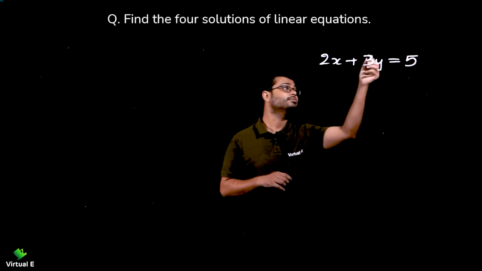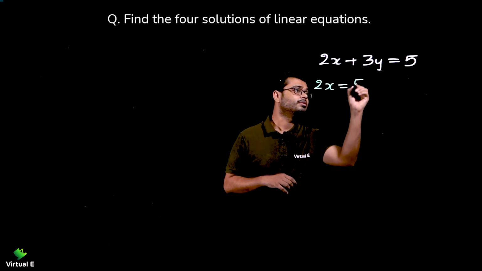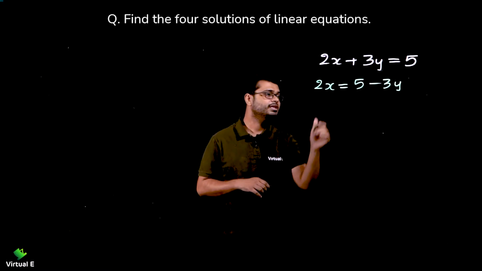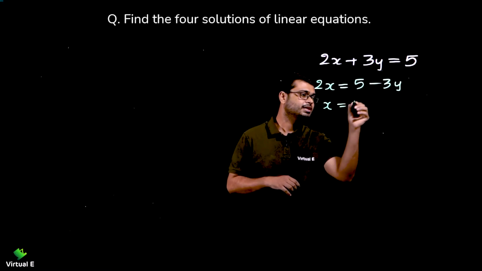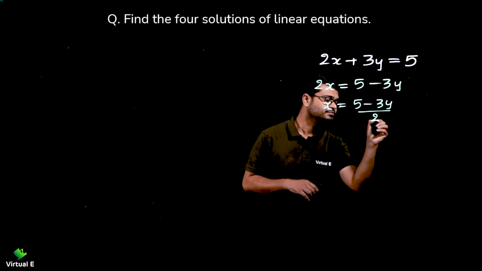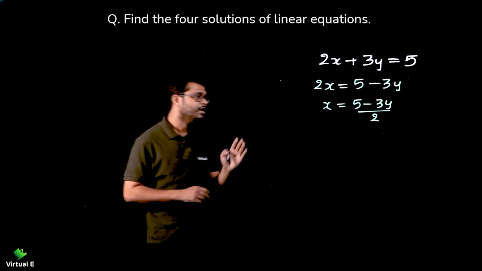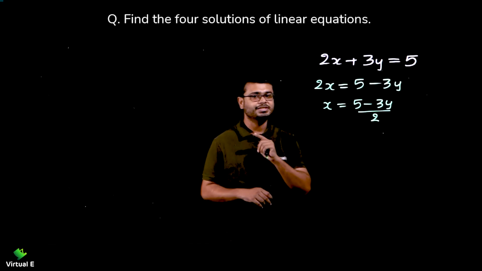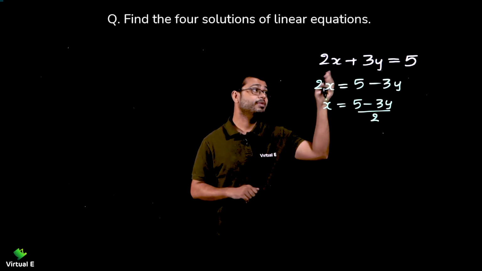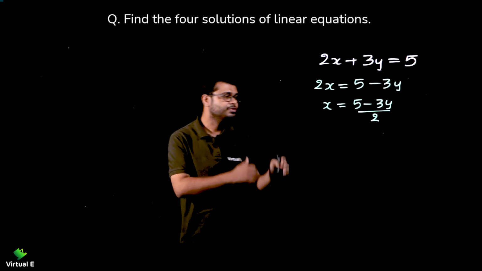So what we need to do is shift 3y there. So 2x is equal to 5 minus 3y, and this 2 will be in the denominator. So x is equal to (5 minus 3y) over 2. This is my equation over here. Now, understand this very clearly: we are going to draw graphs related to this equation in the next videos.